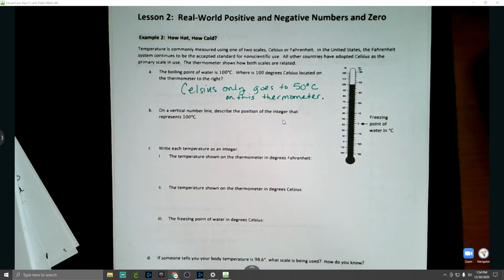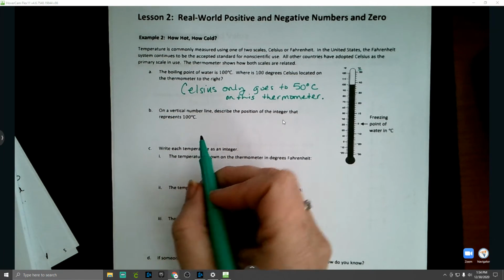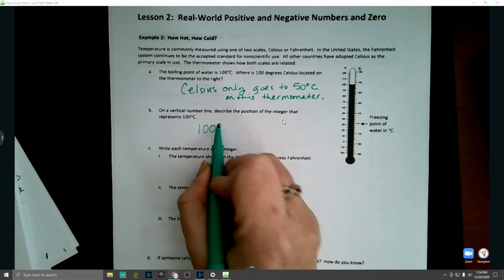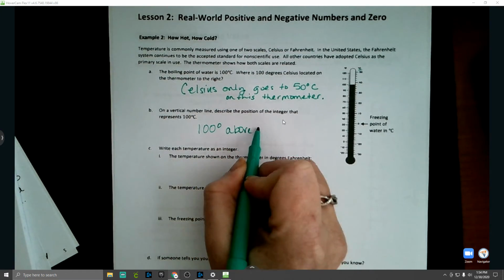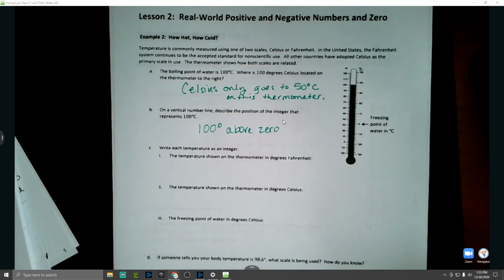On the vertical number line, describe the position of the integers that represent 100 degrees. So it shows 100 degrees Celsius. And that would actually be 100 degrees above 0. Since it's not on there, how would you tell somebody that? You would just tell them that it would be above 0. So then they would know where it is.